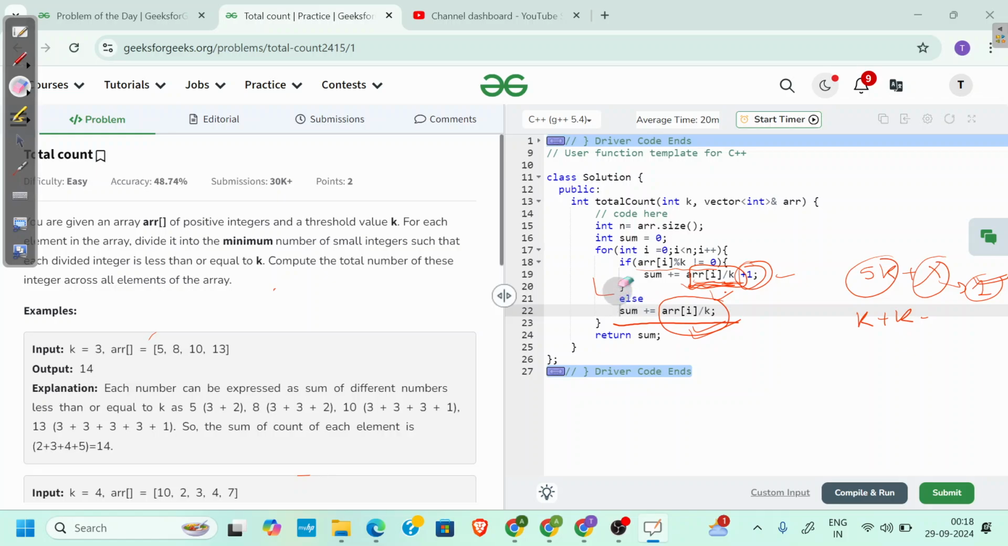So this was a very simple problem. I don't think we will face any difficulty.